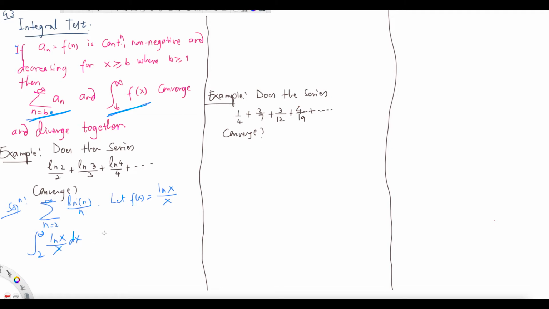Now how do I find the integral of this? You can do the u substitution. Set u equals natural log of x. So du will be 1 over x dx, right? And if you change the limits, when x is 2, then u is natural log of 2. When x is infinity, the natural log of infinity is infinity. So the limits will be like that.